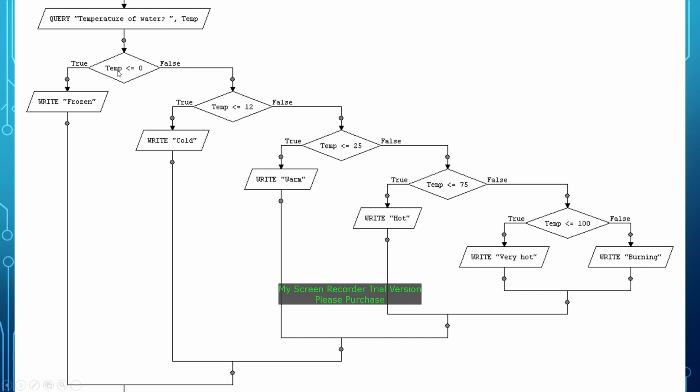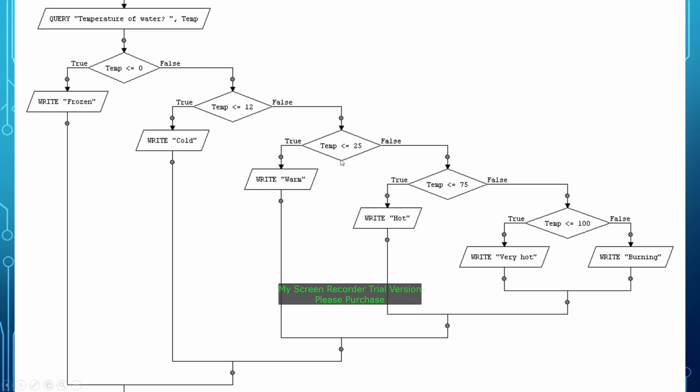So if the temperature is less than 0, it returns true. So then the first line will execute. So then it will write frozen. If this is not true, we will go this way and do a second check. So now it will check, is the temperature less than 12? So if it is less than 12, if this one is true, then the program will output cold.